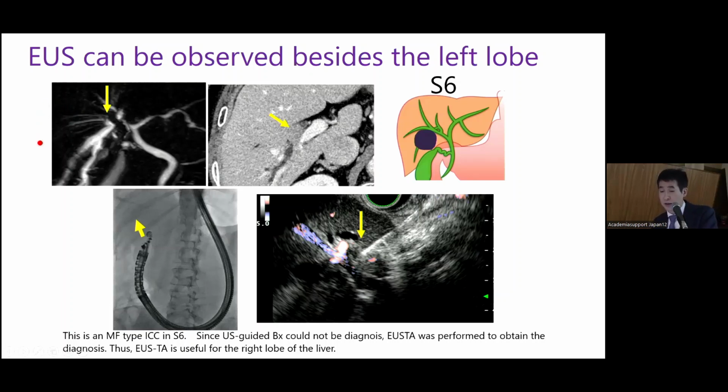ICC is sometimes very unclear, even in the mass-forming type. There is no clear margin, so it will be unclear. And from the transcutaneous approach, it is very far, from here to the hilar. So we perform the EUS-FNA. Using the duodenal bulb in the longitudinal position, we can detect the mass and perform the EUS-FNA. Thus, EUS-FNA is useful for the right lobe of the liver.